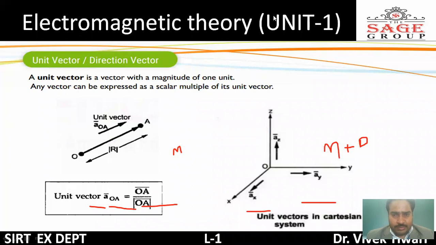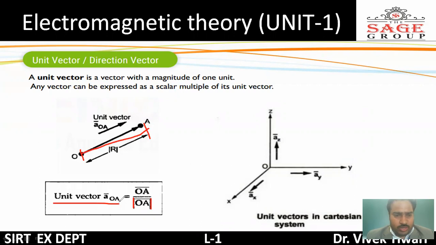Next is the unit vector. It is also important. If we are given a vector whose magnitude is OA, the direction of this vector is known as the unit vector, and it is represented by aOA. That means the direction of the OA vector. It is calculated by dividing the OA vector by its magnitude. That is the general formula to calculate a unit vector.